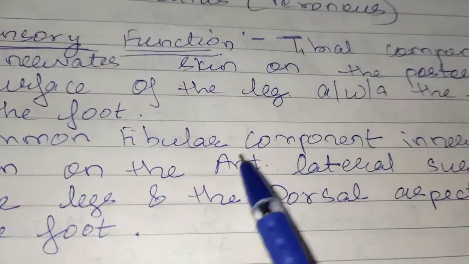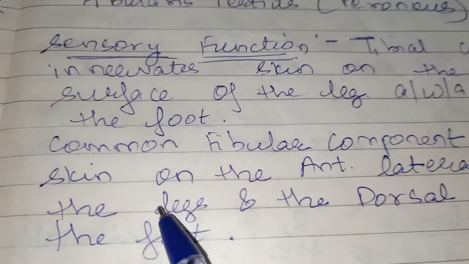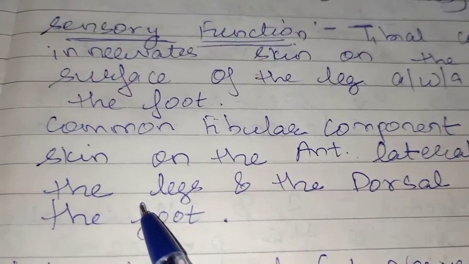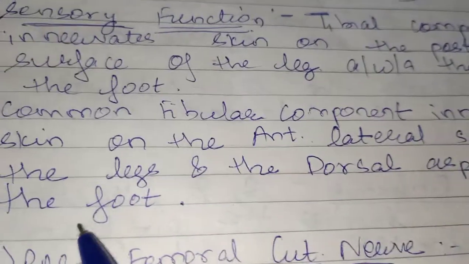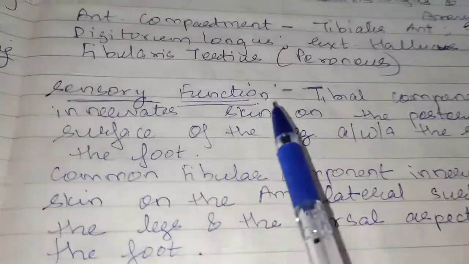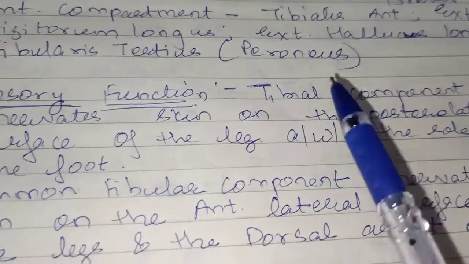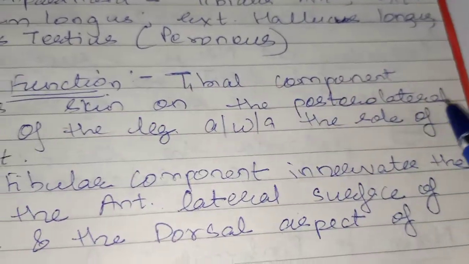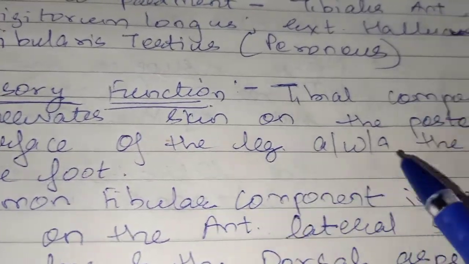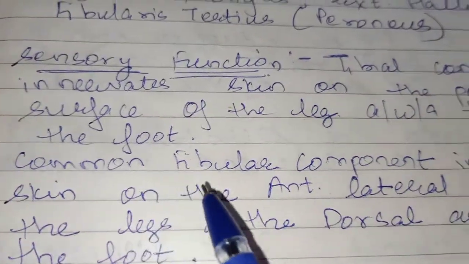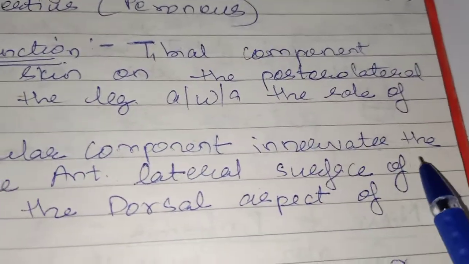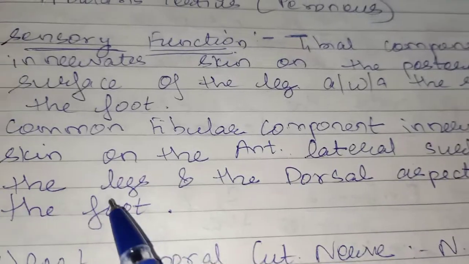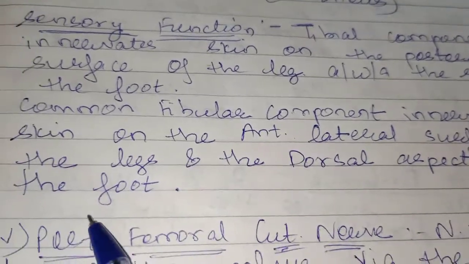The common fibular component innervates the skin on the anterolateral surface of the leg and the dorsal aspect of the foot. So the sensory function: tibial component is skin on the posterolateral surface of the leg as well as the sole of the foot, and the fibular component innervates the skin on the anterolateral surface of the leg and the dorsal aspect of the foot.